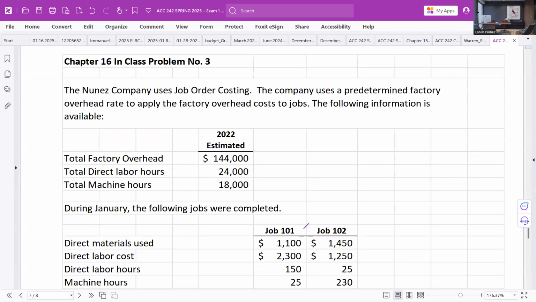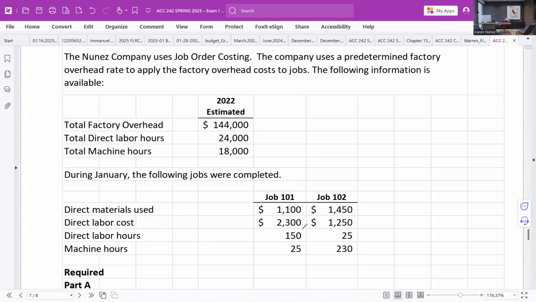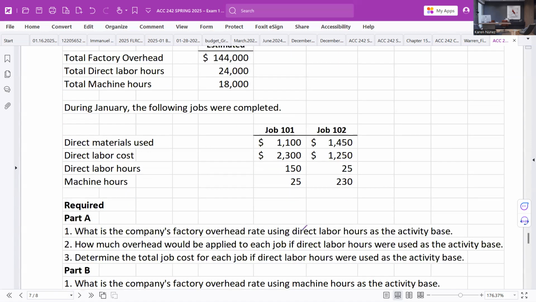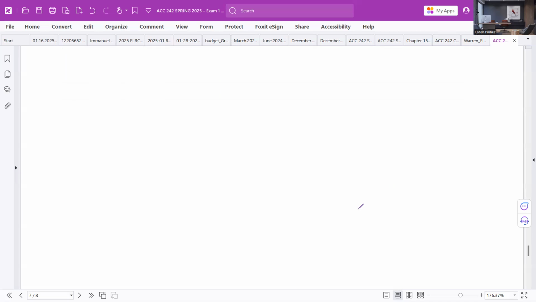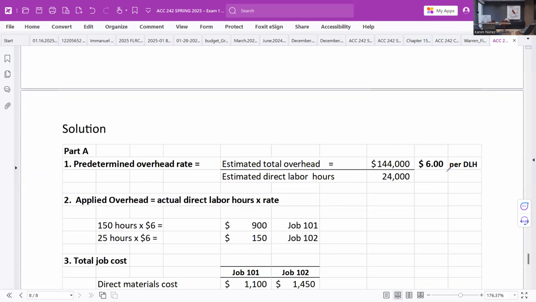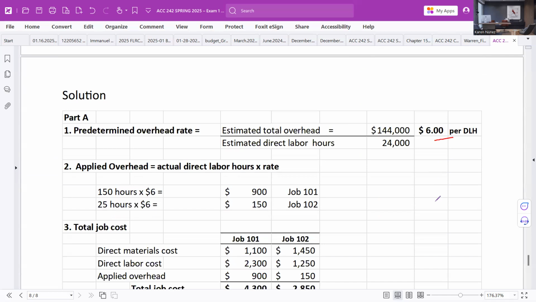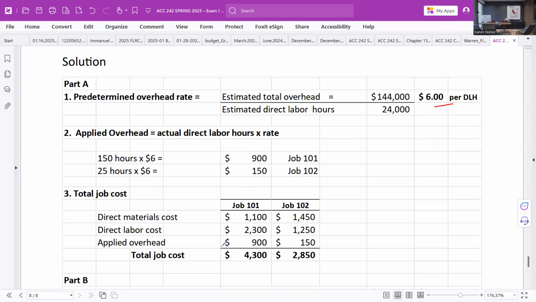And then I've also included here for you in class problem number 3, we've got 2 jobs, job number 101 and 102. And in part A, what you had to do was use direct labor hours as the activity base. So find the rate, apply the overhead, and then the total cost for the job. So in part A, direct labor hours is the allocation base, $6 per hour. And then we apply that overhead, right? The rate times the actual direct labor hours, $6 an hour times the hours we can trace to each job. And then the total job cost is the materials plus the labor plus the overhead. And we do that for each job.